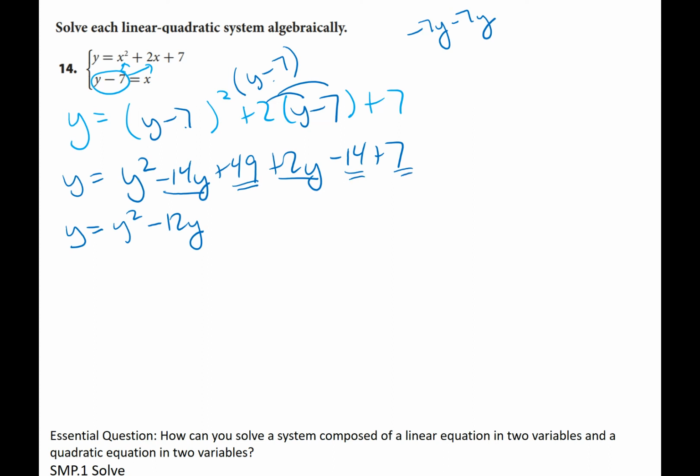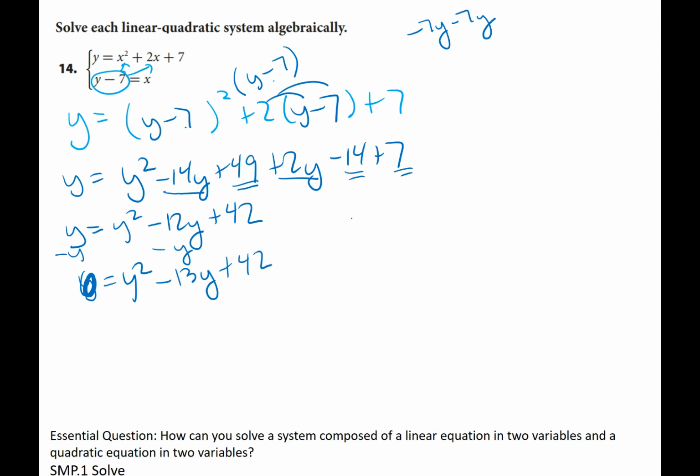So let me do some quick calculator work here. 49, negative 14, and positive 7 equals 42 is what I'm getting. So plus 42. And then I'm going to go ahead and subtract this y from both sides. We've got 0 equals, because it's a quadratic, we want it to equal 0 to solve it. Negative y squared minus 13y plus 42.